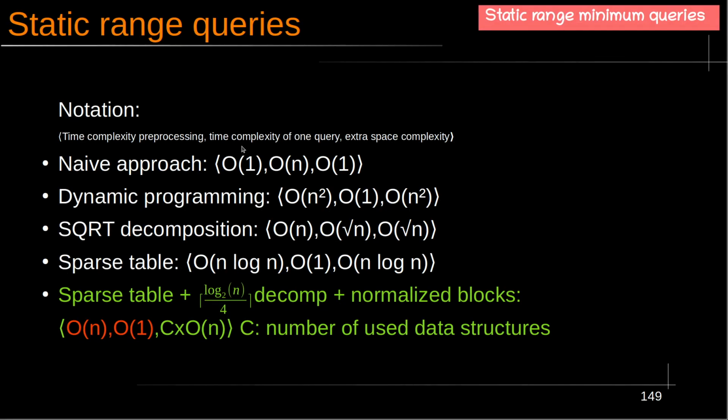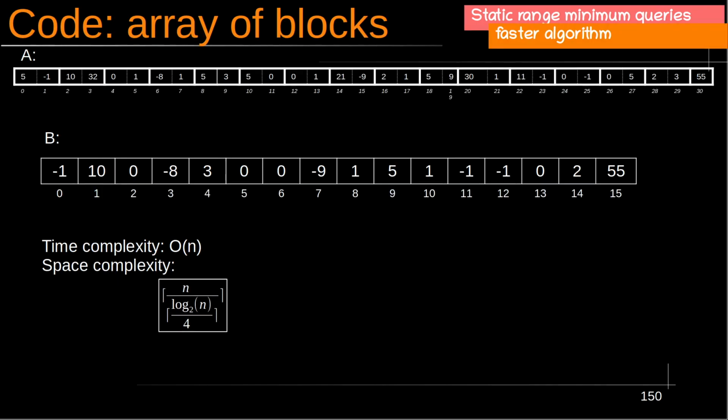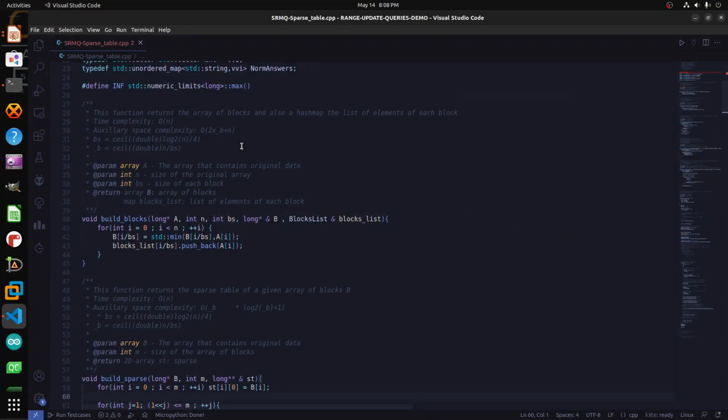In this part, we're going to analyze the code of this algorithm. First, we're going to build the array of blocks from the original array A. We're going to build the array B, which is the array of blocks, using this function.